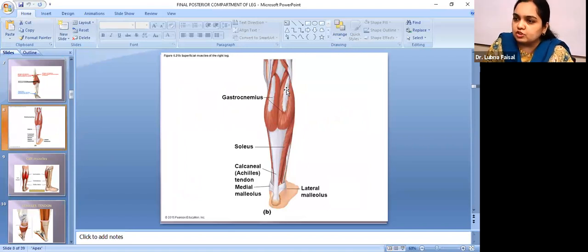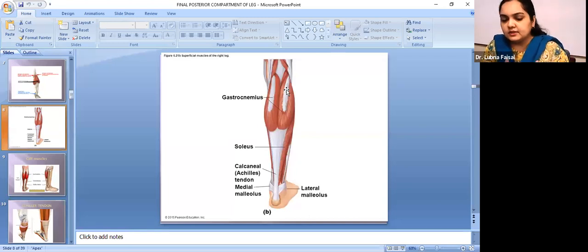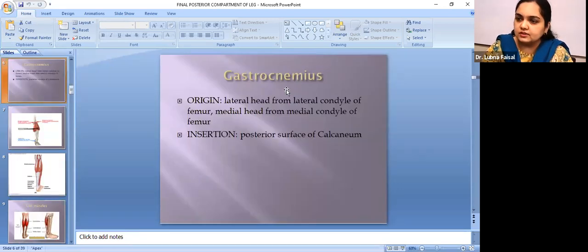This is the most superficial muscle having two heads, the medial head and the lateral head. The medial head is a little bit larger as compared to the lateral head. Muscle belly is large, tendon is small. Origin of this gastrocnemius muscle is from the condyles of the femur, the medial and the lateral condyle of the femur. Gastrocnemius is a powerful muscle, a powerful plantar flexor, and it consists of two heads.